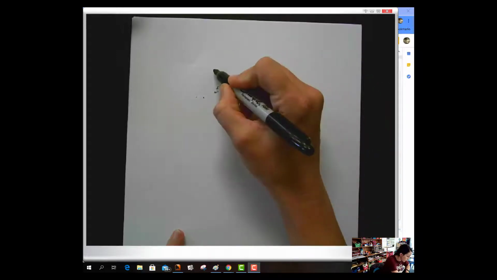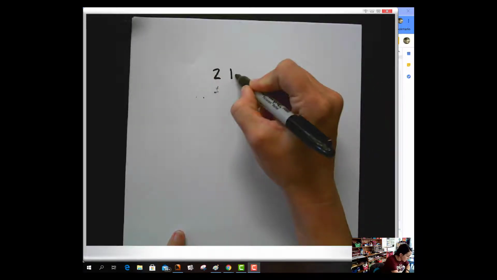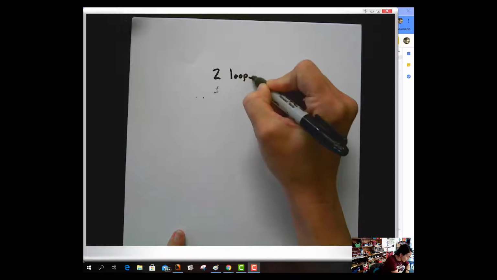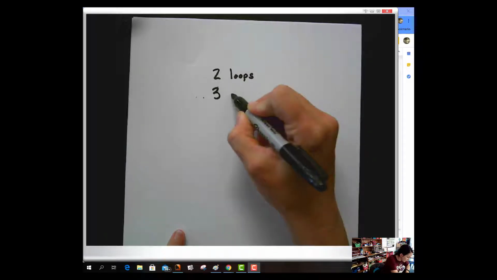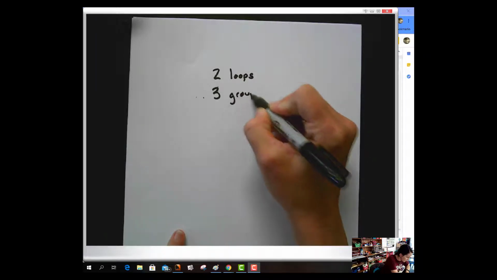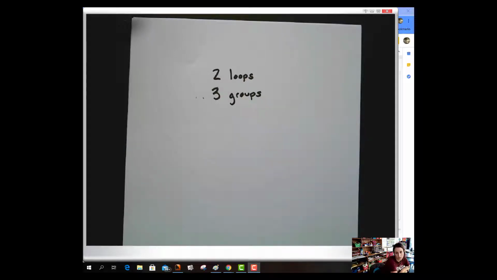The first thing we're going to practice today is loops and groups. So get your stuff to write with out, and we are going to make some loops and groups. Okay, so I would like you to draw 2 loops that have 3 groups in them. So pause the video and draw 2 loops that have 3 groups in them.